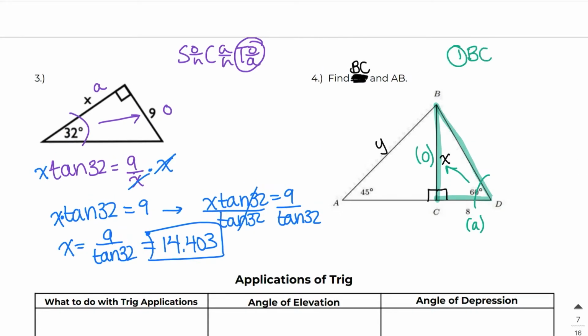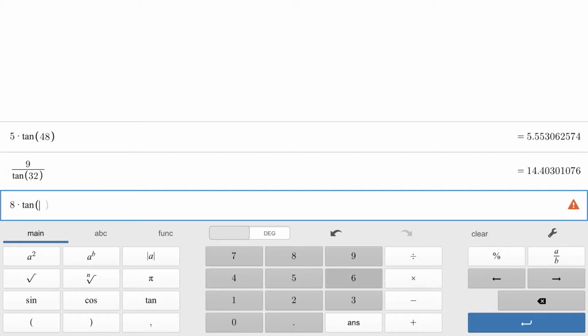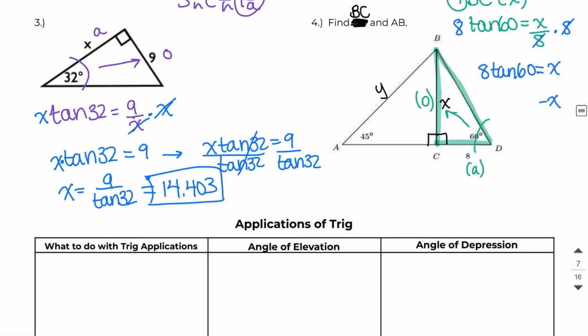So the first thing I'm going to do is find BC, which is x. We're going to use the tangent of the angle that we know, which is 60 degrees, is equal to the opposite, which is x, over the adjacent, which is 8. I'm going to multiply both sides by 8 to cancel that 8 out. So I get 8 tan of 60 is equal to x. The x is completely isolated, so I can go straight to my calculator. I'm going to type in 8 times the tangent of 60, and I end up getting 13.856. So here I get x is approximately equal to 13.856.